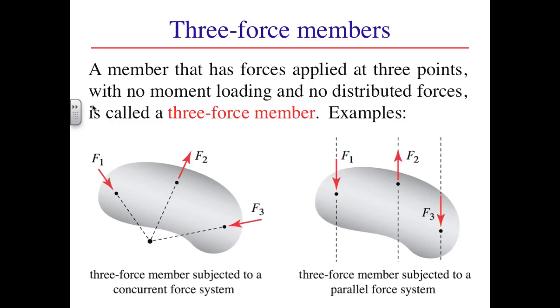This is a member that has forces applied at 3 points with no moment loading and no distributed forces. Although the two bodies shown here both constitute three-force members, we will most often encounter the one shown at lower left, where the three forces are not parallel. In this case, the three-force member constitutes a concurrent force system, so there is a point where the lines of action of all three forces intersect. Since we can impose moment equilibrium about any convenient point, imposing moment equilibrium about the point of concurrency indicates that moment equilibrium is identically satisfied, and all that's left is imposition of force equilibrium.